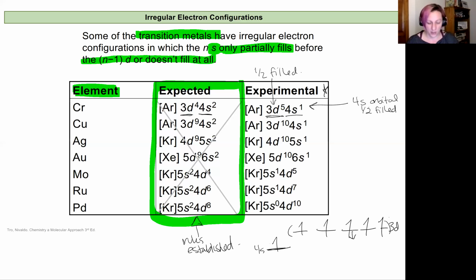Like when you look at copper, copper should be 3d9 4s2, but one of those s electrons is promoted into the d orbital because that lowers the energy a little bit and makes it energetically favorable. So that way we have a filled d set and only 1 electron in the s orbital. And that ends up being a more stable configuration. So all of these exceptions, I don't think they're worth memorizing necessarily, but it is worth knowing the reason behind them and what is going on in the structure of the atom.